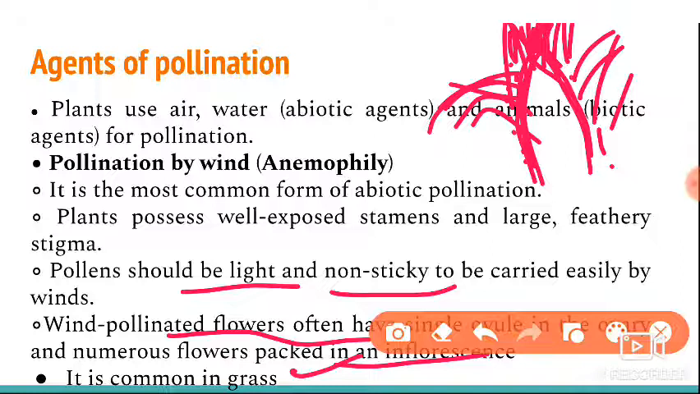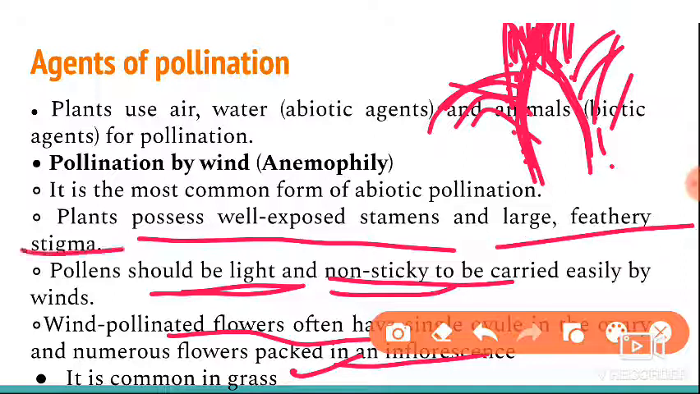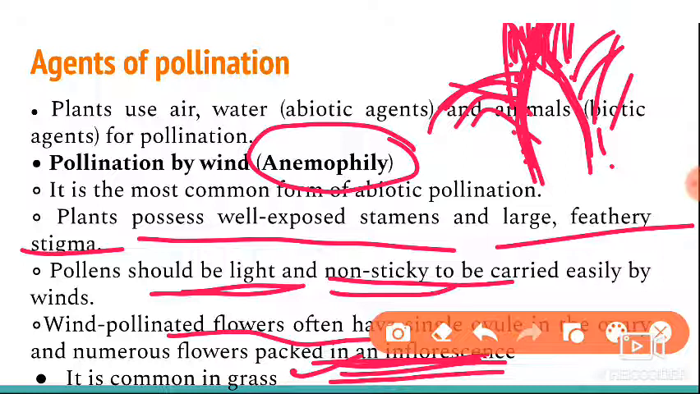Characteristics of wind pollinating flowers: simple points. The pollen grains should be lightweight and non-sticky, and they should have well-exposed stamens and a feathery stigma. In the inflorescence, the flowers are packed. These are the simple points about wind pollinating flowers, and if the pollination occurs by the wind, we call it anemophily.